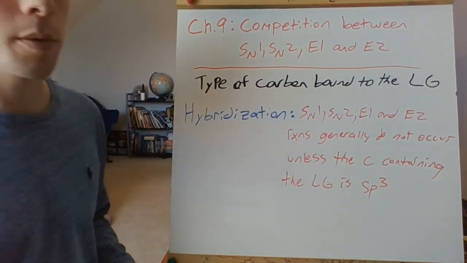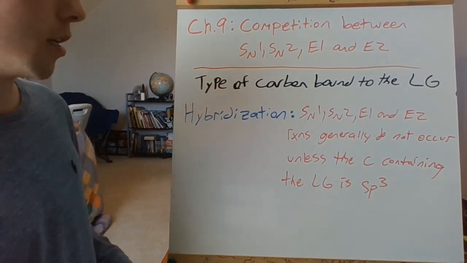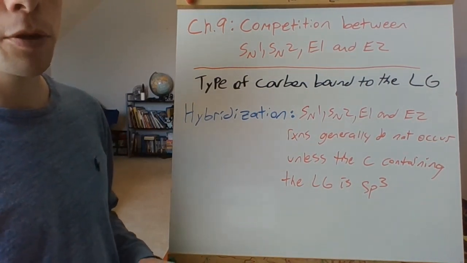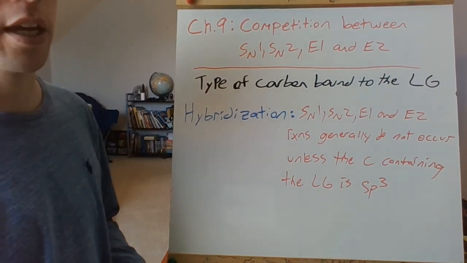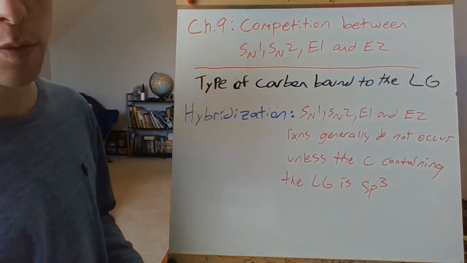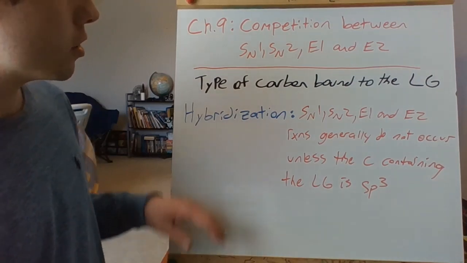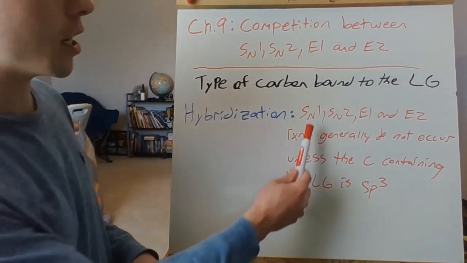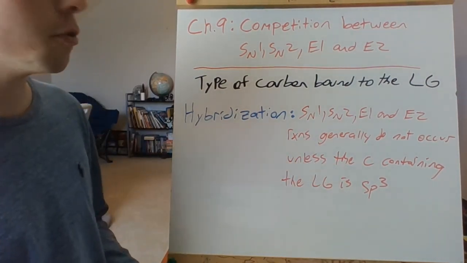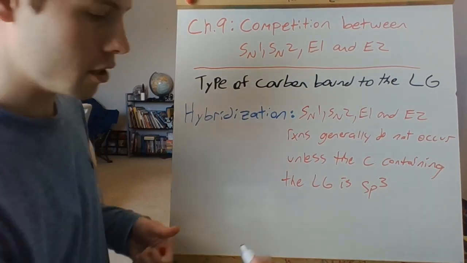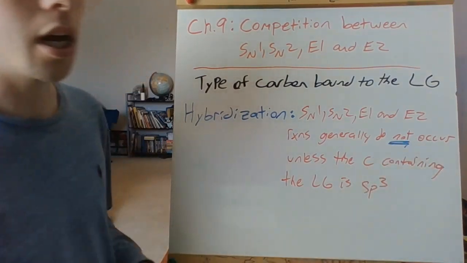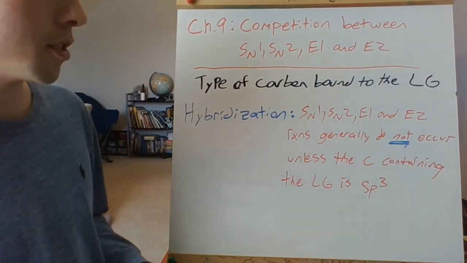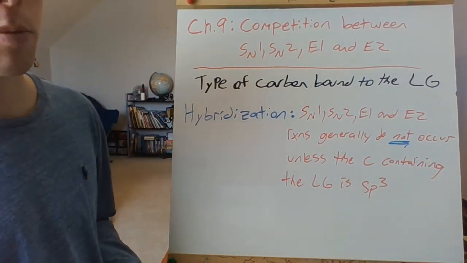So let's first talk about the hybridization of the carbon containing the leaving group. You may have noticed that most of the time when we're drawing these type of reactions, the carbon that contains the leaving group has been sp3 hybridized. So in terms of hybridization, generally SN1, SN2, E1 and E2 reactions do not occur unless the carbon containing the leaving group is sp3 hybridized.